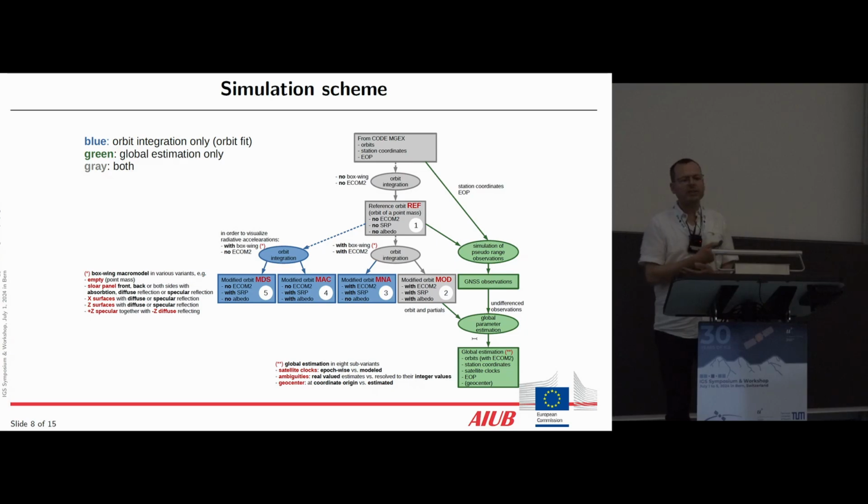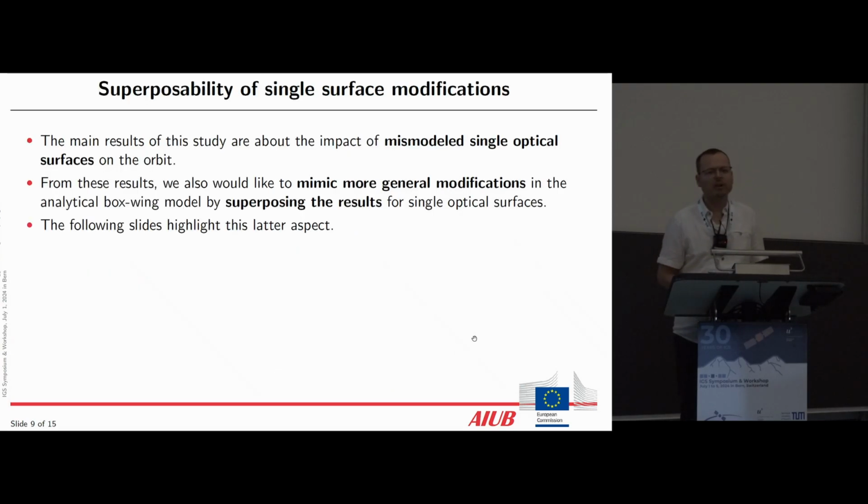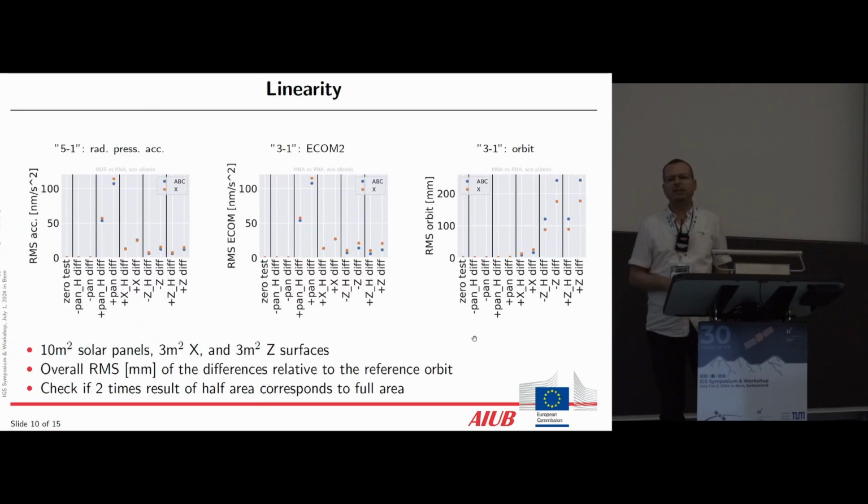The main results of this study are about the impact of mismodeled single optical surfaces, and from these results we also would like to mimic more general modifications, so combinations, various contributions of diffuse reflection, specular reflection, and so on, in the analytical box-wing model by superposing the results for single optical surfaces. The following slides will highlight this aspect. So first of all, one question is, are we still in the linear regime?